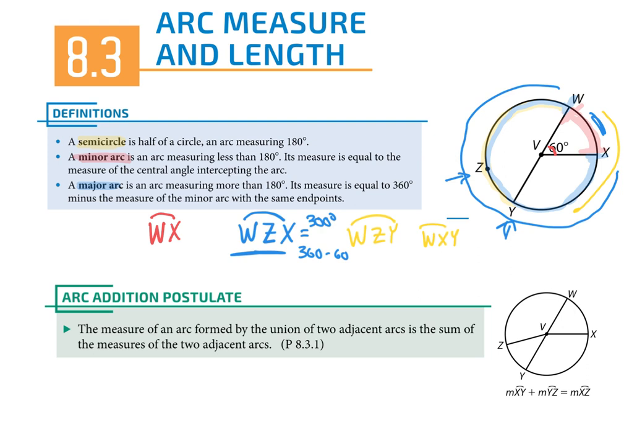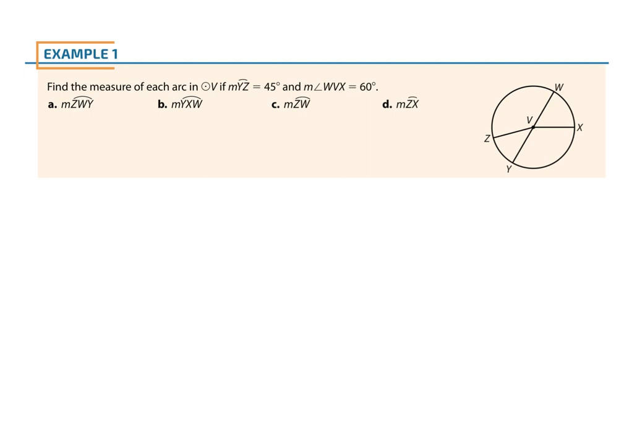So look at example 1 there. Find the measure of each arc in the circle V. If the measure of YZ is 45 and the measure of angle WVX is 60 degrees. WVX is 60 degrees, all right? Now, some things here about arcs. The measurement of the central angle that makes it is going to be the same as the arc itself, okay? Arc measure is talking about the angle that makes it up.